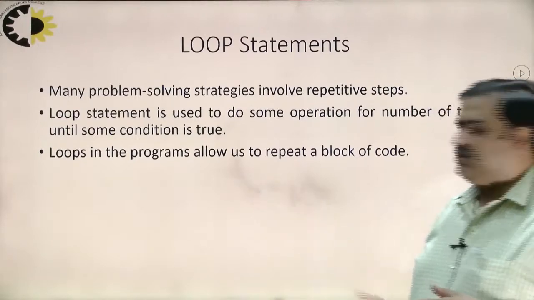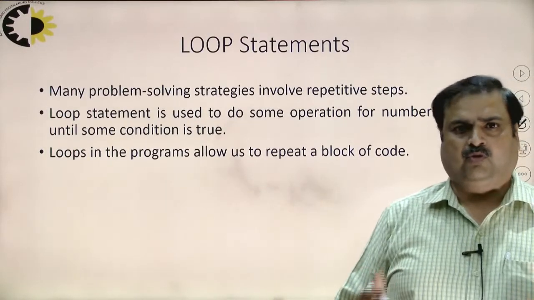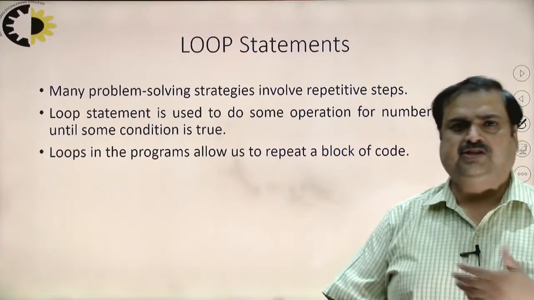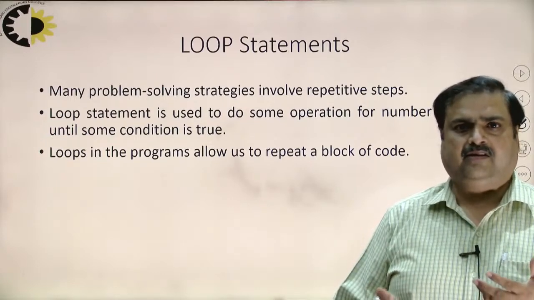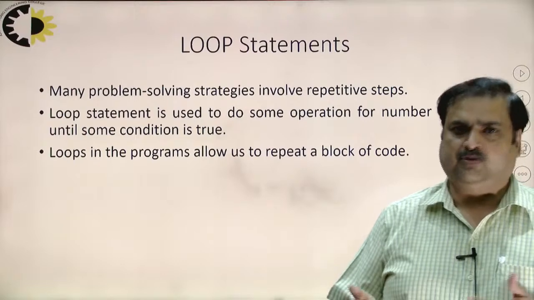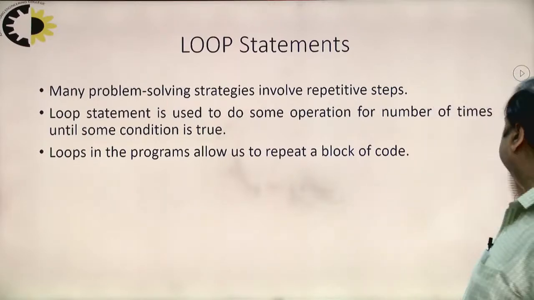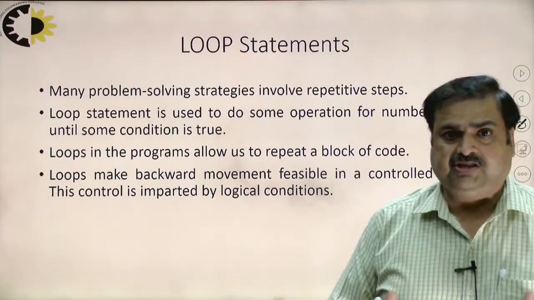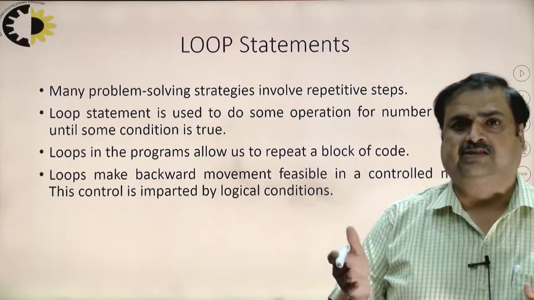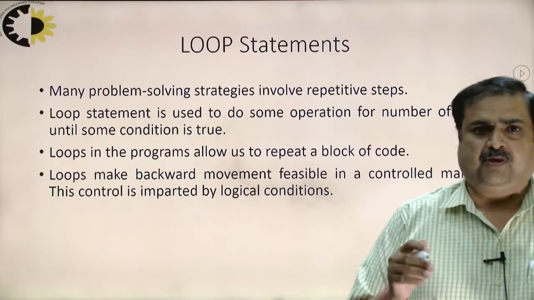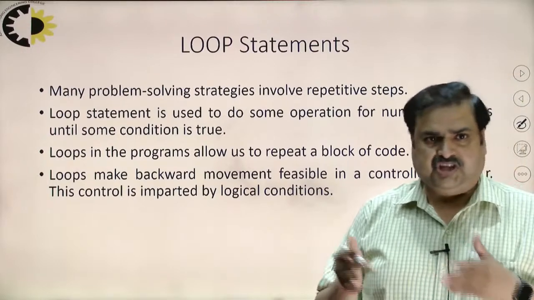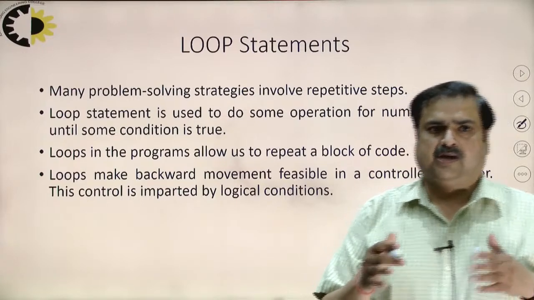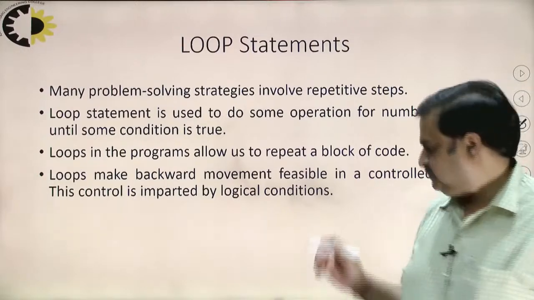A loop allows a program to repeat a block of code. Whatever we write inside the loop block will be executed again and again, and depending on the condition given in the loop statement, it will get stopped. Loops can change the forward moving direction of control flow. With the help of a loop, we can change the direction backward, and this control is imparted by some logical conditions.